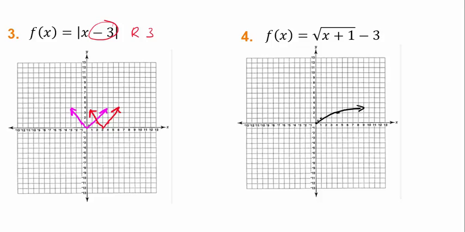From here, however, I have two shifts. I have the plus 1 and the minus 3. Now, it doesn't really matter which one you apply first or second. It really doesn't. But you have to identify them correctly. So the minus 3 means down 3. But the plus 1 means actually left 1 unit.